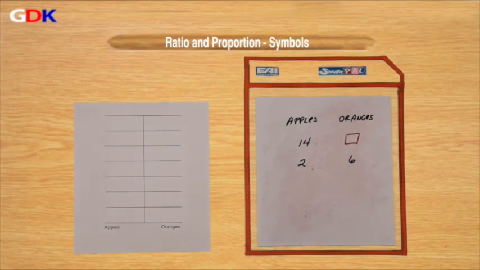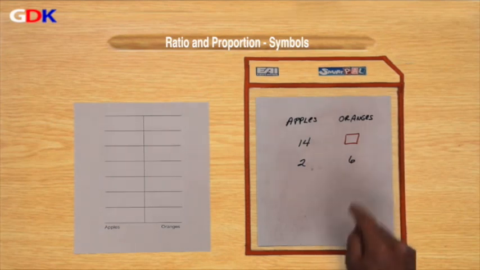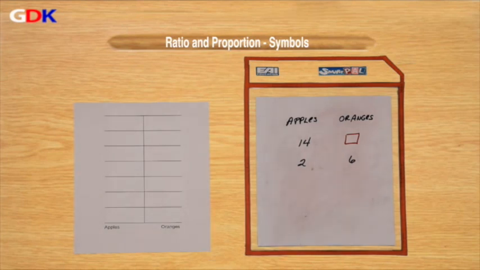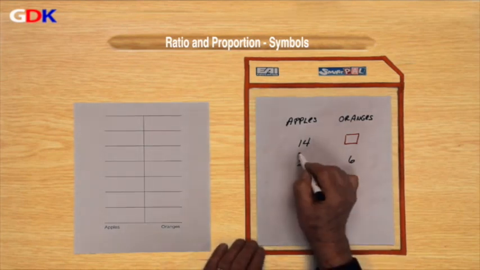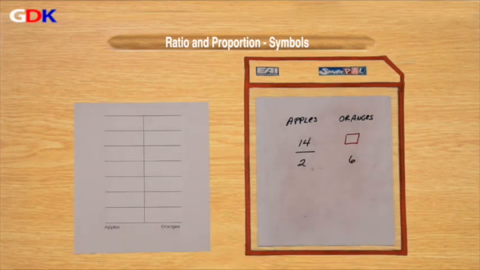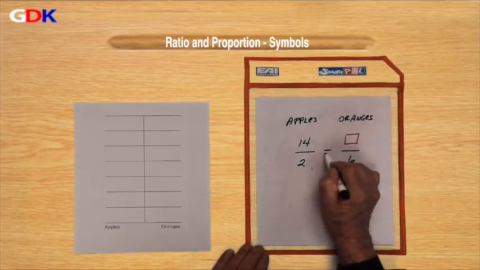And remember, we're giving out apples and oranges in a way where we give out 2 apples every time we give out 6 oranges, or we give 6 oranges every time we give 2 apples. So what I can do is compare the way I give out the apples and the way I give out the oranges, and those are going to be the same.